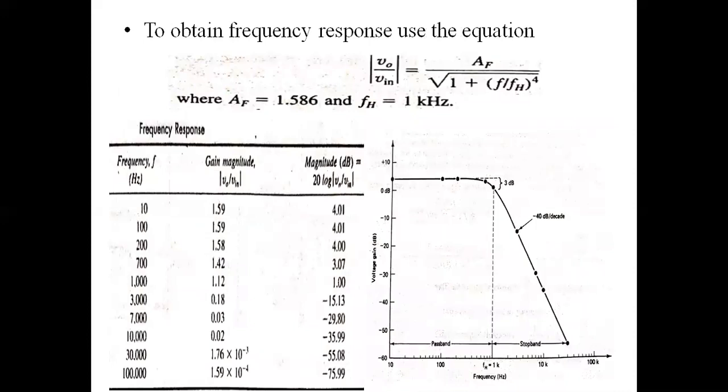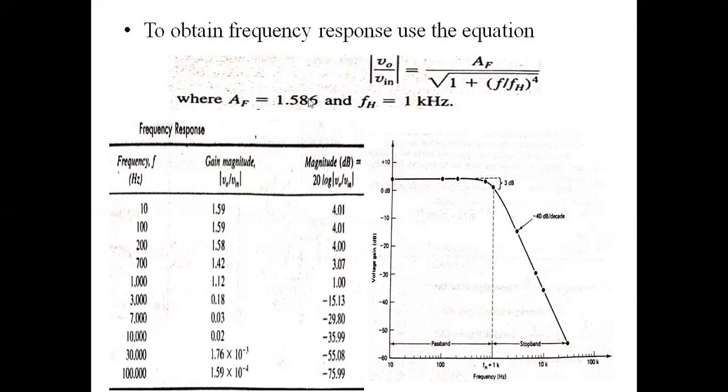And now, once again, for the second order filter, observe the magnitude response, or obtain the frequency response. It is given by the magnitude of Vo by Vin equal to AF divided by the square root of 1 plus (F by Fh) to the power 4, where Fh is the cutoff frequency and F is the operating frequency, or input frequency.